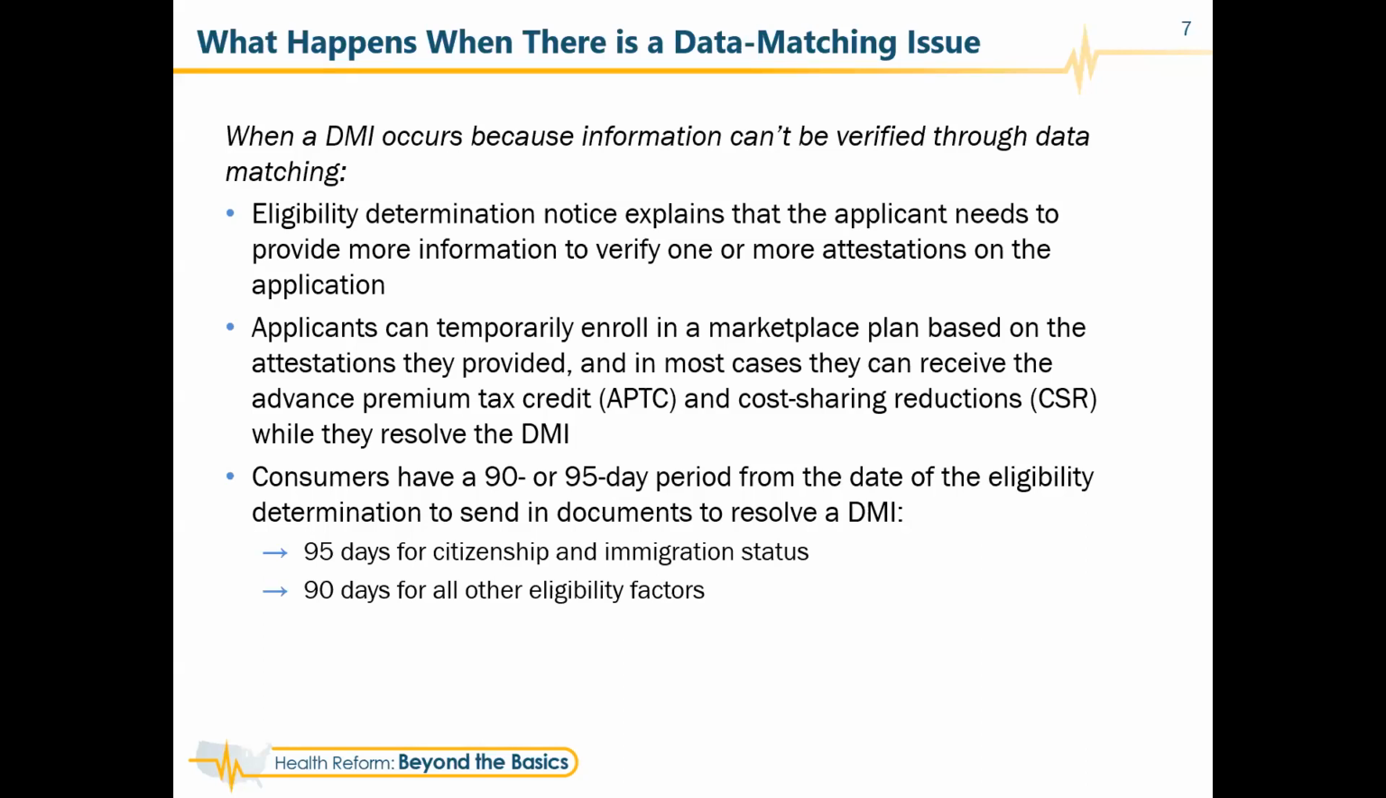When there is a data matching issue, the eligibility determination notice will say that more information is needed to verify an eligibility factor, and a list of documents is provided that can be used to verify the eligibility factor. Most consumers can also enroll in a plan and receive subsidies during an inconsistency period. What we mean by inconsistency period is a time that's either 90 or 95 days long when a consumer has time to send in documents and healthcare.gov has time to review and process those documents. So you should note that this time period is both for the consumer to provide the documents and for healthcare.gov to do what it needs to do with those documents. So, we don't want to wait till the 95th day to turn in documents. That's the bottom line.